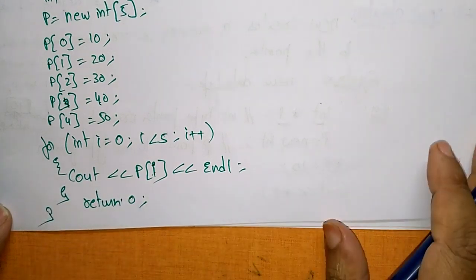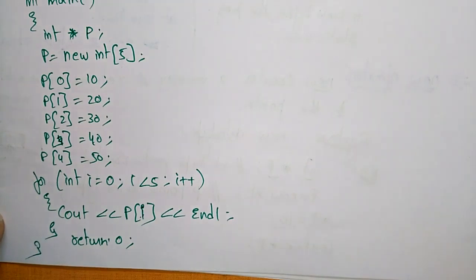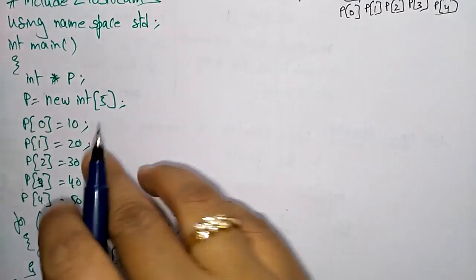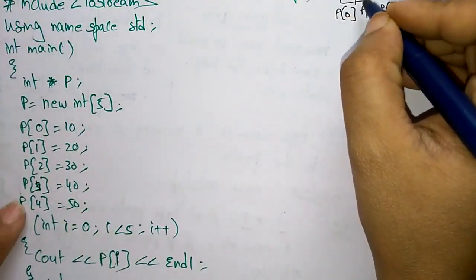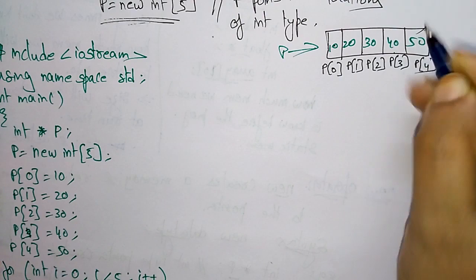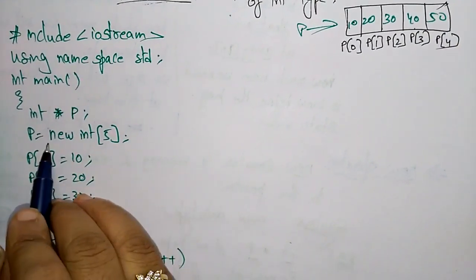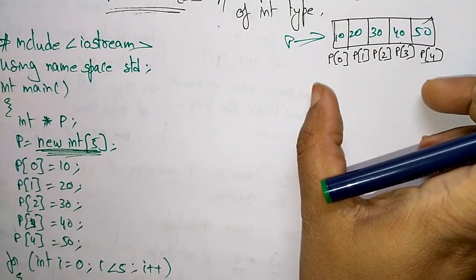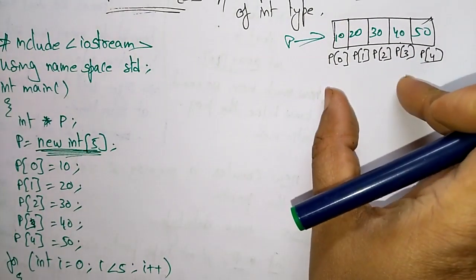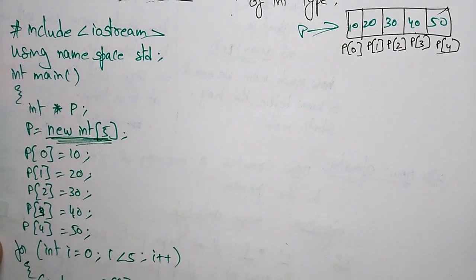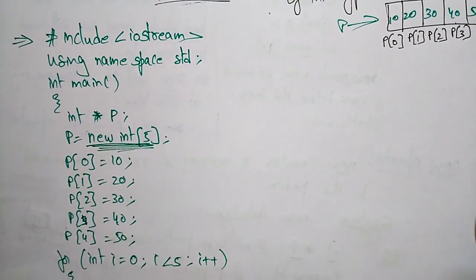And end of the main program. Okay, so here it prints 10, 20, 30, 40, 50. So here new is allocating the memory with 5 locations. In those 5 locations, the values will be stored. Is it clear? So this is about the new operator.